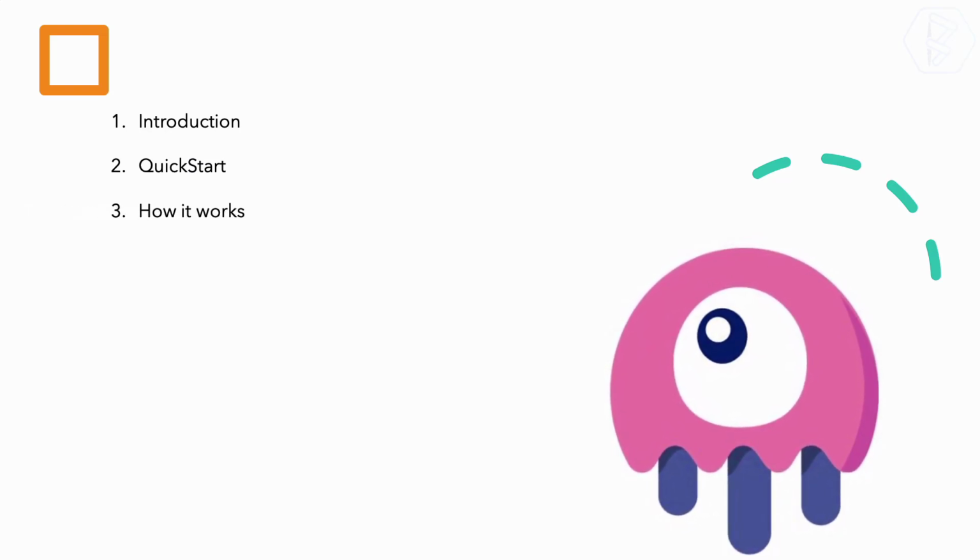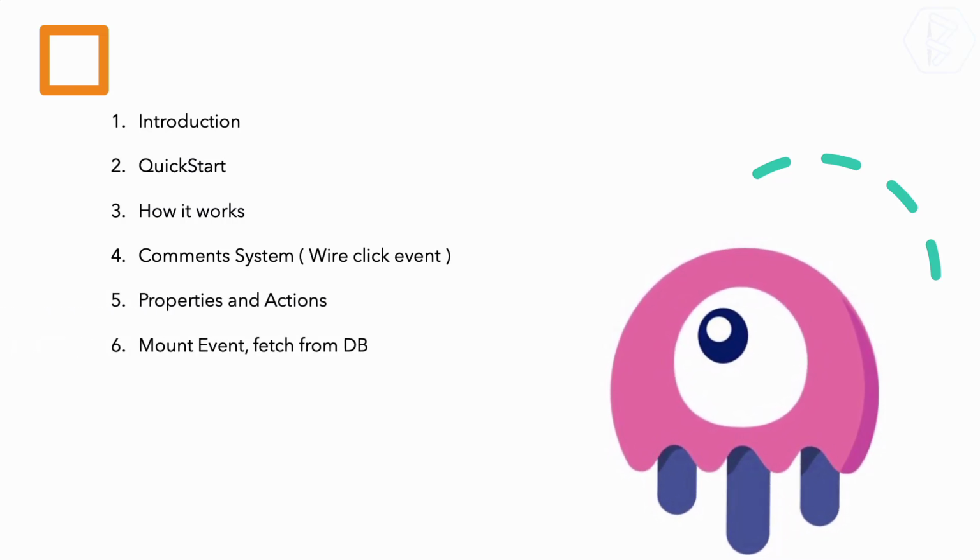And the third one is super important, because then we will go deep and see how Laravel Livewire actually works behind the scenes. And then we will talk about the wire click event, so that whenever I click on something, we see how we can handle it on the PHP side. Next are the properties and actions of Livewire. Then there are various lifecycle events of Livewire components. So we will talk about the mount event, and inside that mount we will fetch the data from the database, and after that we will store something into the database using Laravel Livewire.